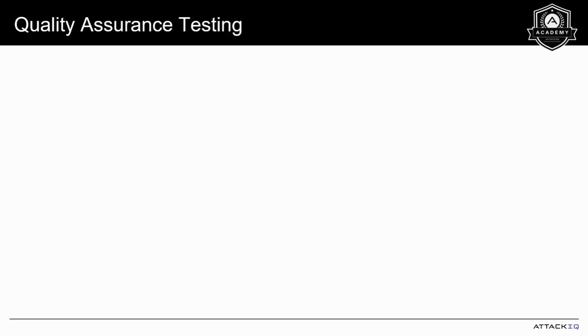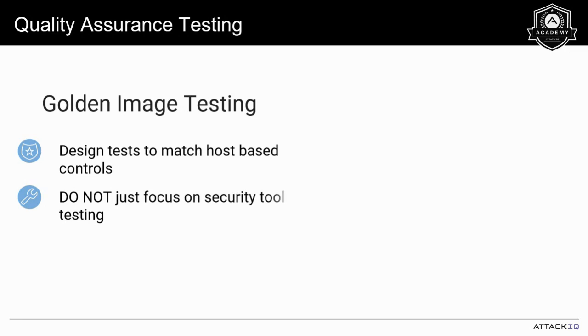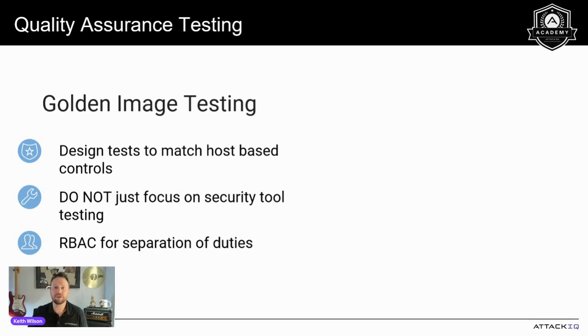And there's also quality assurance testing. So testing your golden images with the BAS tool can greatly decrease the risk of deploying new workstations with improper configuration. And there's a few things to keep in mind. You want to design your tests to match the security controls you put on the host. Don't just focus on security tool testing. Consider testing operating system policy and other native controls.